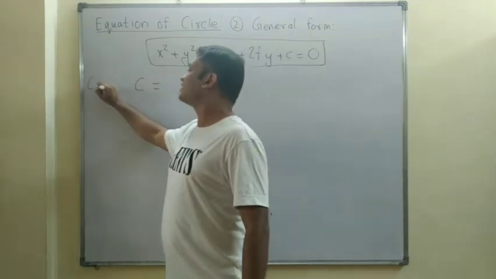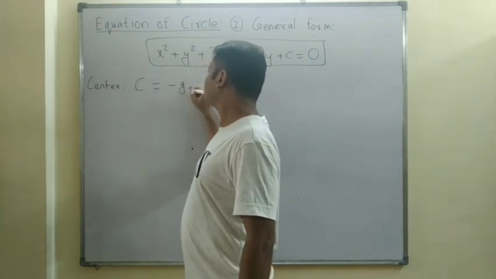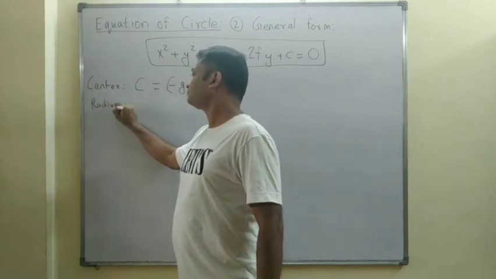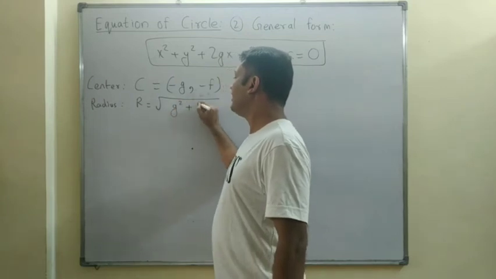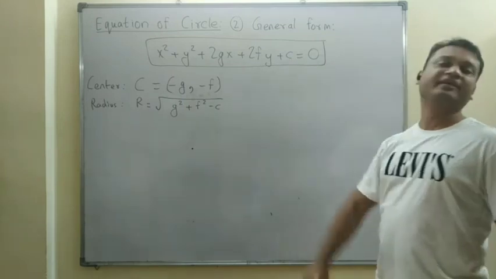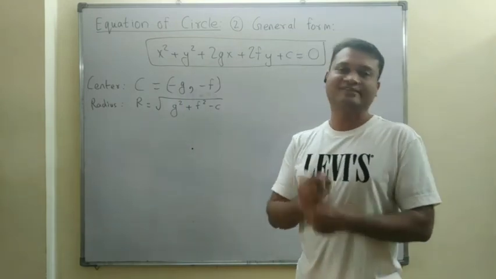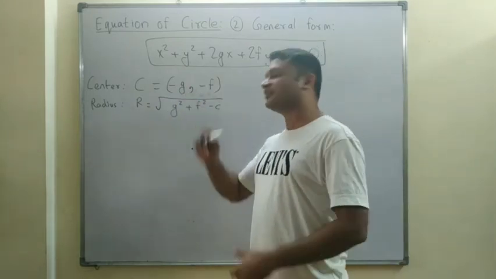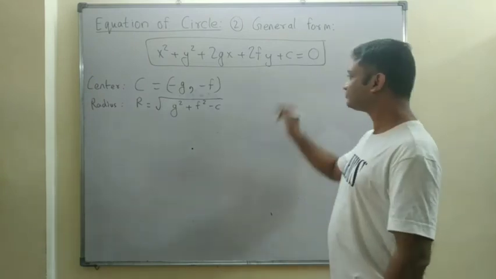Here the center of circle is minus g comma minus f. The radius of circle r is equal to root of g square plus f square minus c, where c is a constant in this equation. So we have to remember this is the general equation of circle. The center of circle here is minus g comma minus f, and the radius of circle is root of g square plus f square minus c.